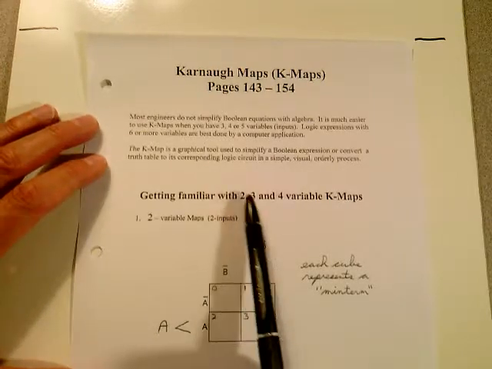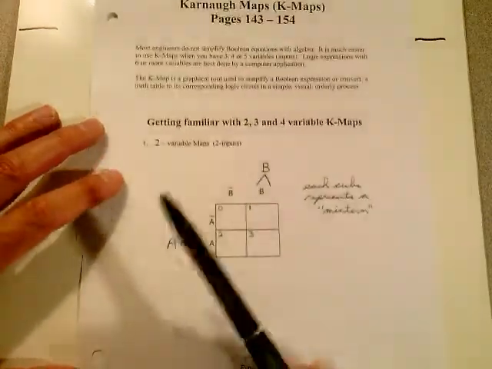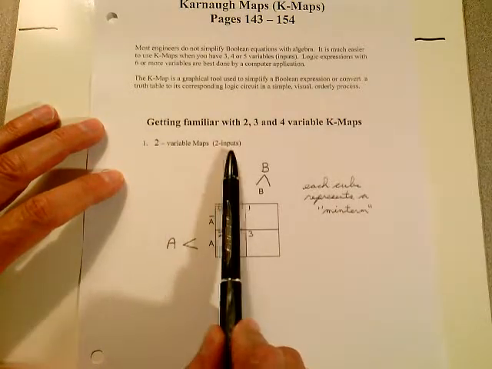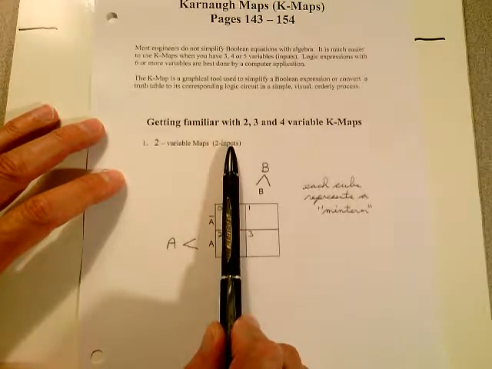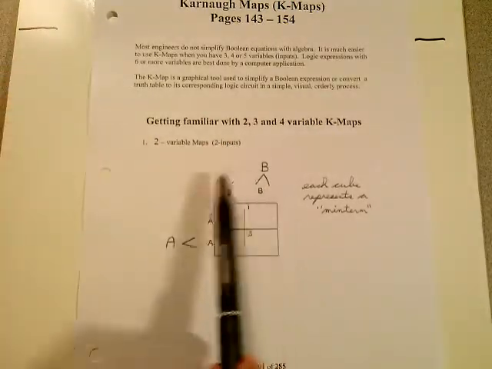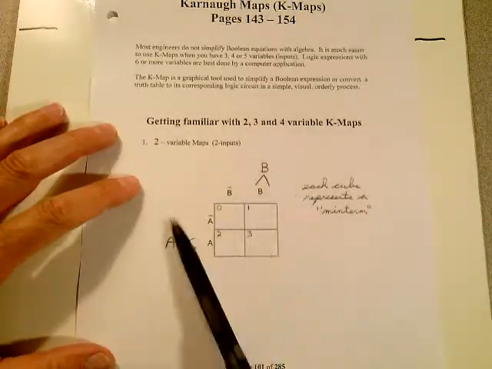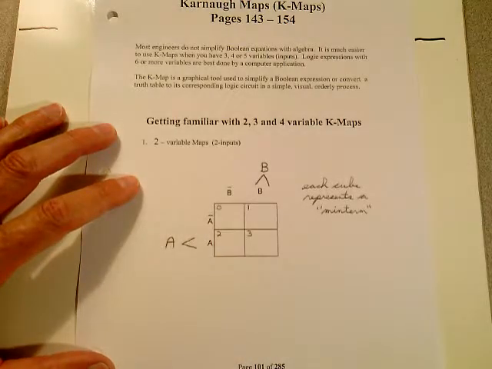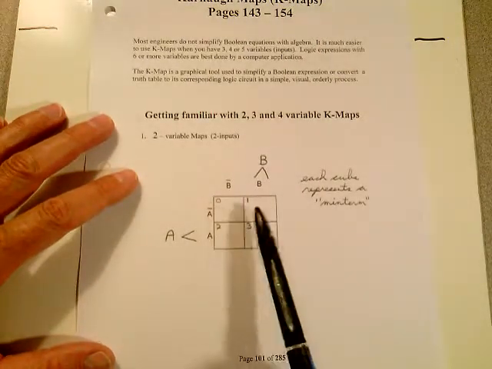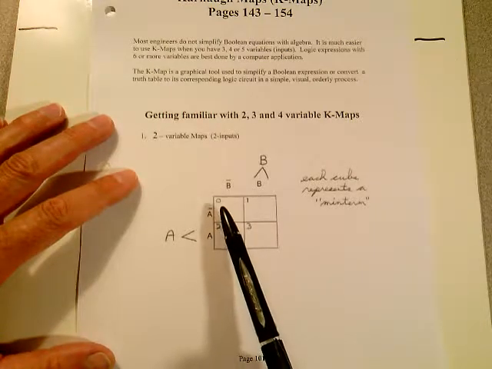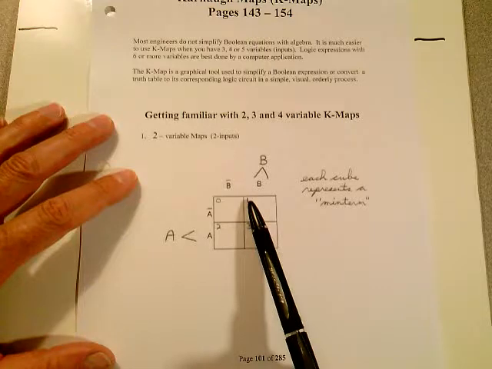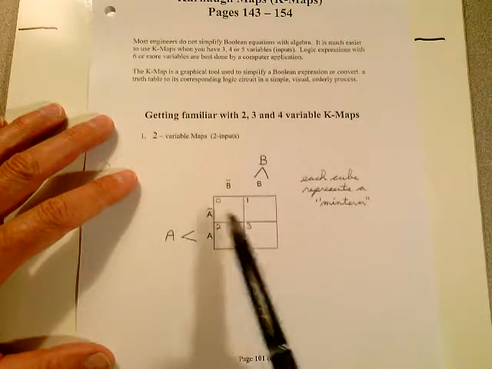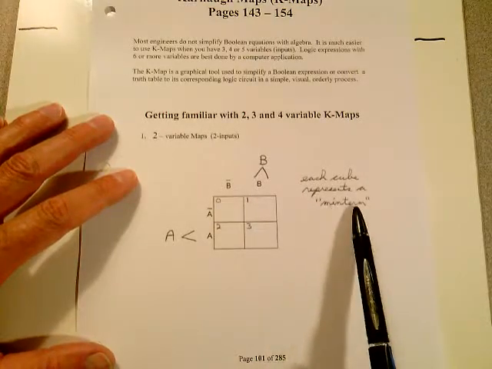Getting familiar with 2, 3, and 4 variable K-Maps. First of all, we're going to look at what a 2 variable K-Map looks like. A 2 variable map, you'd have 2 inputs in your truth table, and this is what it looks like. There's different ways these maps can be drawn, but this is the map the textbook uses. It's the map that I'm going to use throughout the semester. Notice that we have 4 different states, 4 different cubes. Cube 0, cube 1, cube 2, and cube 3, and they represent your fundamental products and your midterm possibilities.